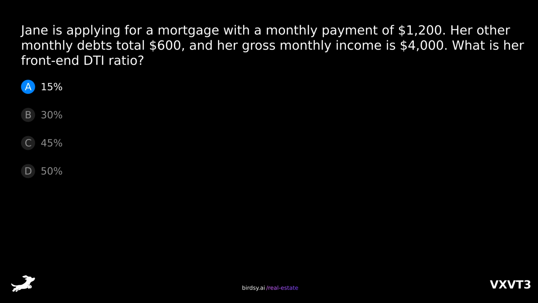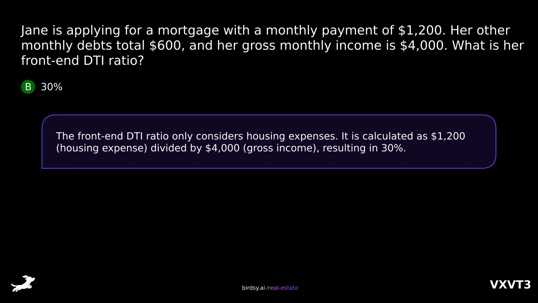Is it A, 15%, B, 30%, C, 45%, or D, 50%? The correct answer is B, 30%. The front-end DTI ratio only considers housing expenses. It is calculated as $1,200 housing expense divided by $4,000 gross income, resulting in 30%.